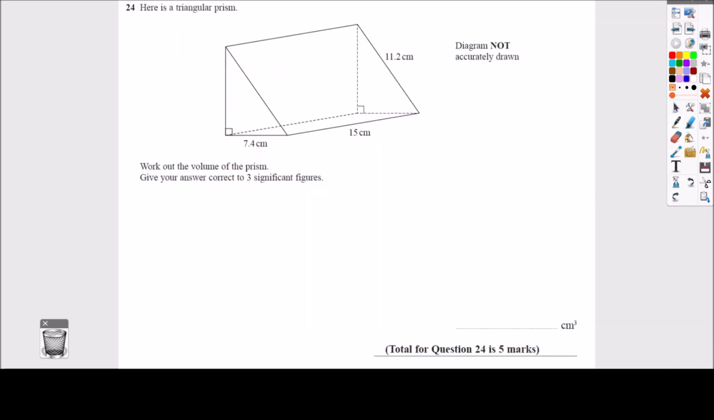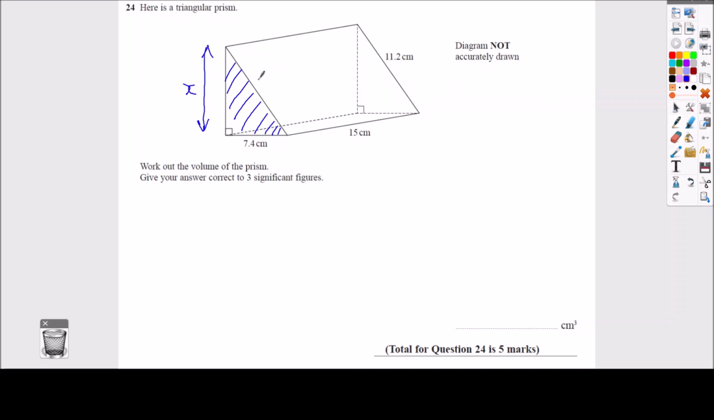Question 24. Now, to work out the volume of a prism, you've got to work out the area of the cross-section. That's the area of the end bit, so that's the area of this triangle here. And once we've done that, you multiply this by the depth of the prism, 15, to get your final answer. So step 1, we need to work out the area of that triangle. Now, how do you work out the area of a triangle? It's half times base times height, but that height is the height straight up. We need this height here, not the diagonal 11.2. So how are we going to work out this height, which I'm going to call x?